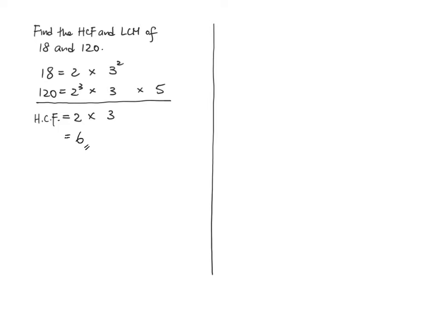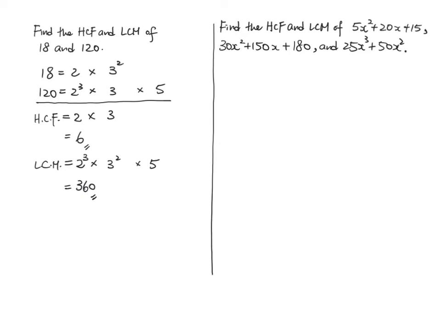Now, on the other hand, for LCM, you want everything. So for the 2, doesn't matter whether it's common or not, and you take the highest power. And 3, you want the highest power, and this time, even though 5 is not a common factor, we still want it. So we want everything the highest. And so it's 360.